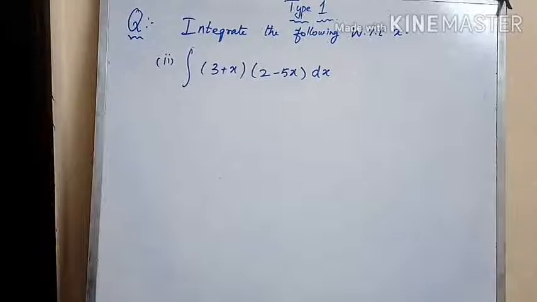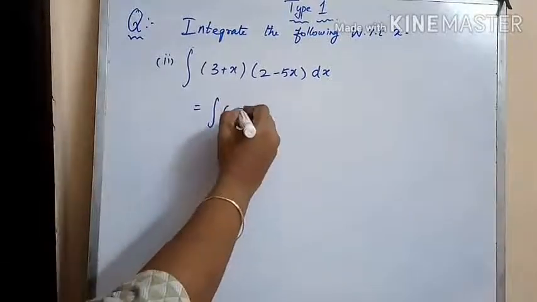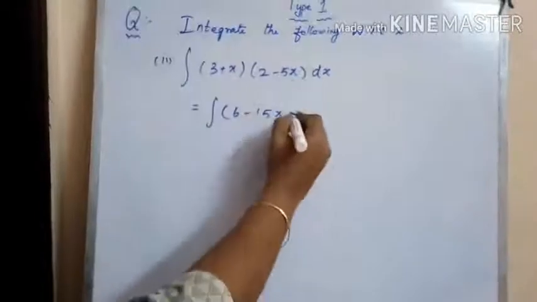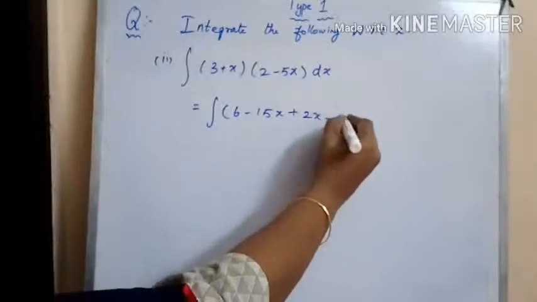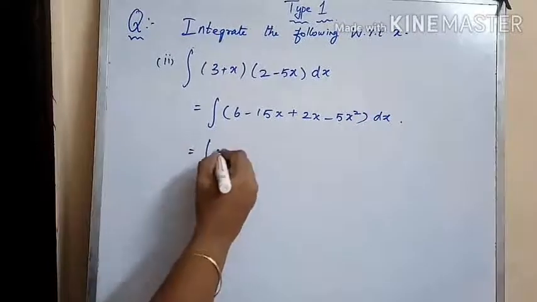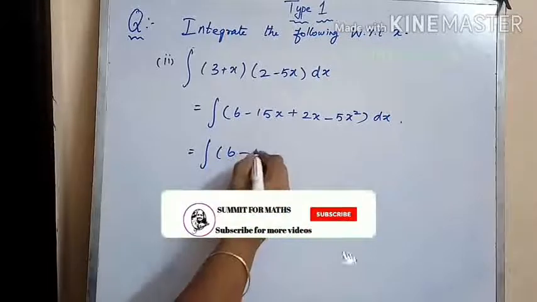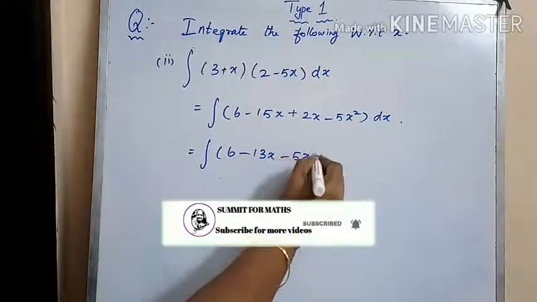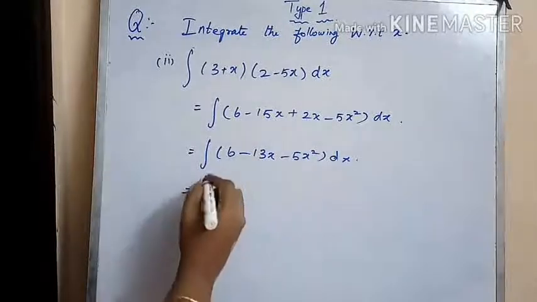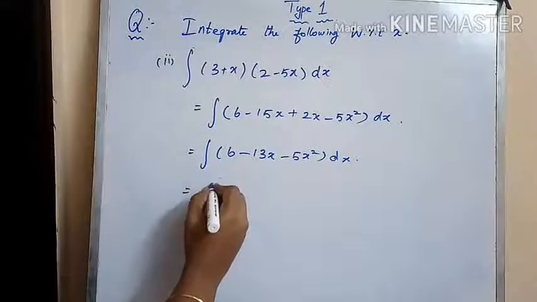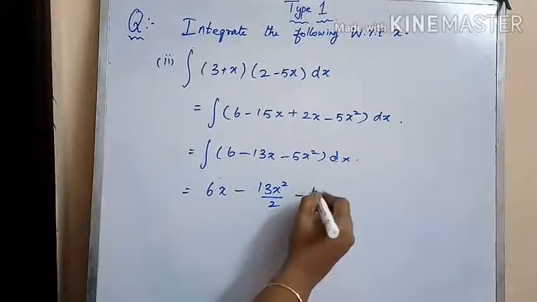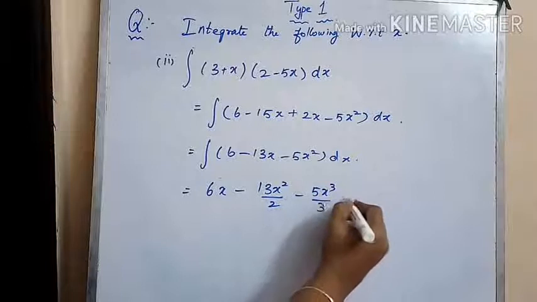Next problem we have here is integral of 3 plus x into 2 minus 5x into dx. Expanding the product, we get integral of 6 minus 15x plus 2x minus 5x squared into dx, which can be further simplified as 6 minus 13x minus 5x squared into dx, which is equal to, now integrating we get each term we have to integrate separately. So 6x minus 13x squared by 2 minus 5x cubed by 3 plus c.